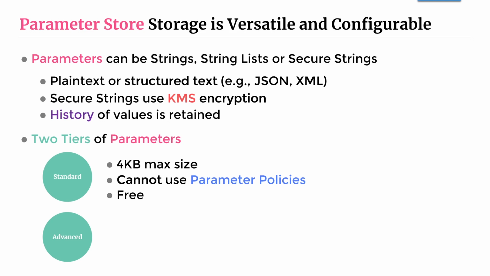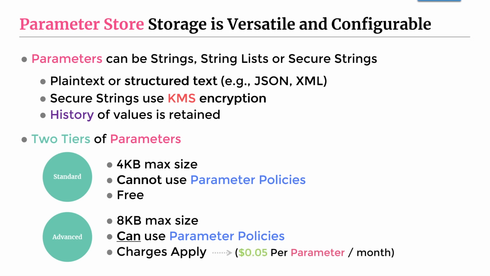Now, the advanced tier is more advanced, so it offers a little bit more features. It is 8 kilobytes max size, so double of the standard. In addition, it can use those parameter policies to expire values at certain periods of time. You also have access to higher throughput with the advanced tier as well. But one caveat of all this is that charges do apply. There's a flat value for the number of parameters that you have per month, which is 5 cents. And there are additional charges for using the getParameter API.